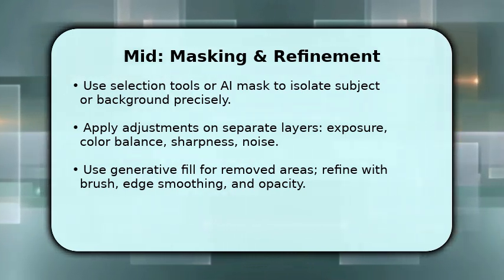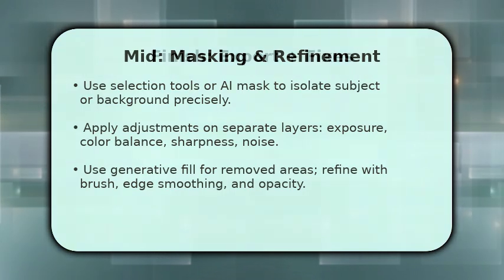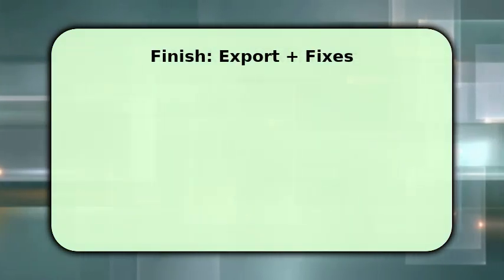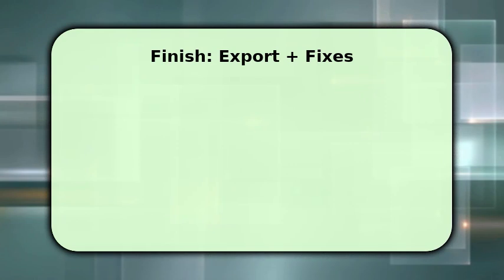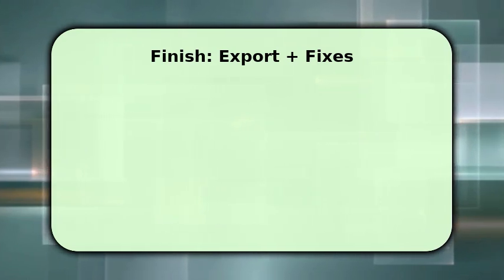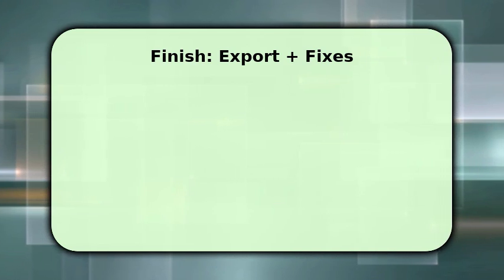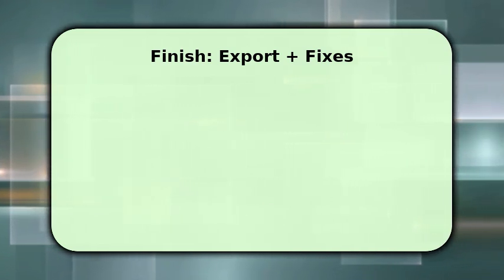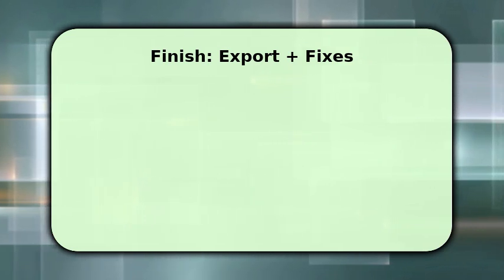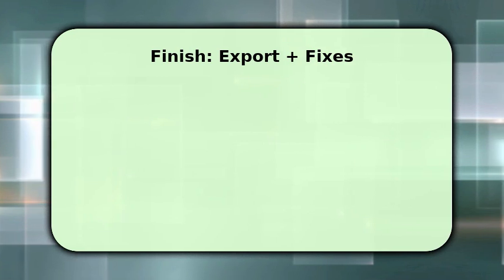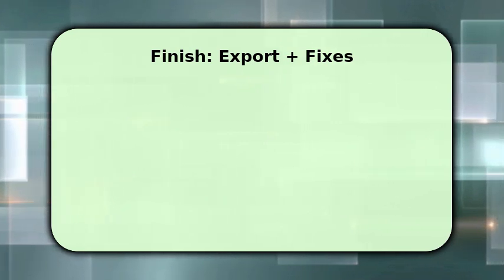Make small iterative passes. To finish, save a layered master file for future edits, then export final copies in the required formats and color profiles. TIFF for print, JPEG for web, PNG for transparency, so you deliver the right file. Inspect the image at 100% to catch artifacts, seams, or color shifts. Make tiny fixes and re-export.